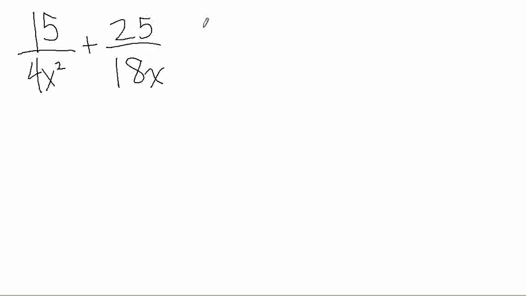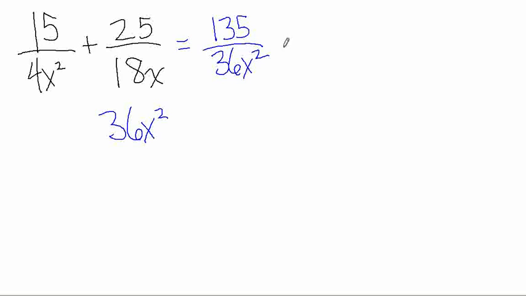15 over 4x squared plus 25 over 18x. So to calculate this sum, I first find the least common denominator. For this example, I'll get 36x squared. Now I need to convert each rational expression into an equivalent rational expression with a denominator of 36x squared. So I'm going to multiply the top and bottom of the first rational expression by 9. And that'll give me 135 over 36x squared.